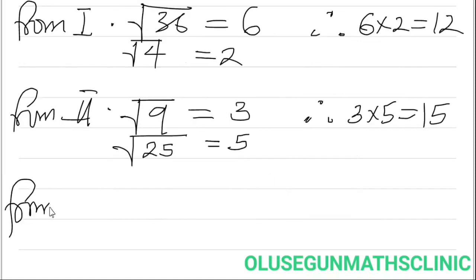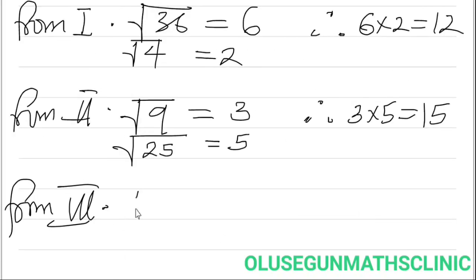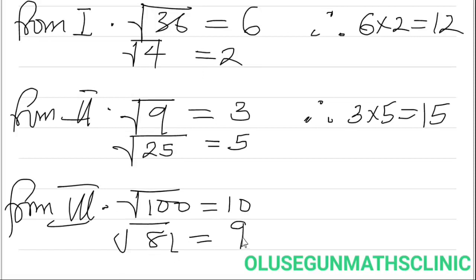From figure 3, let's find the square root of 100 and the square root of 81. This one will give you 10, this one will give you 9. So therefore, it will be 10 times 9.